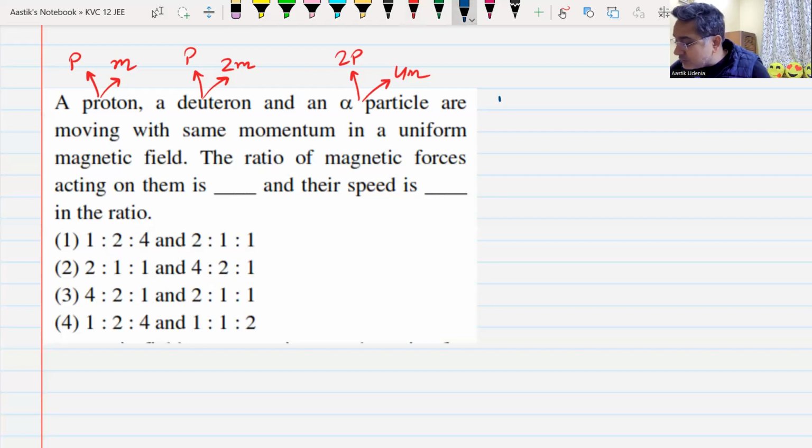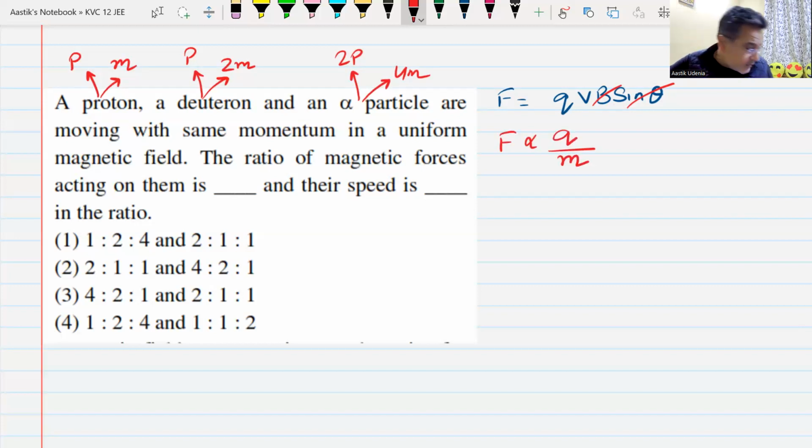I have to find the ratio of forces. Force acting on a charged particle is Q, V, B, sine theta. Everything is same. Sin theta is same. B is same. Now, speeds are different, but momentums are same. So you can write this speed as momentum, which is same, divided by mass. So my force will come proportional to Q by M because they have the same momentum. Do we understand this? Yes, sir.